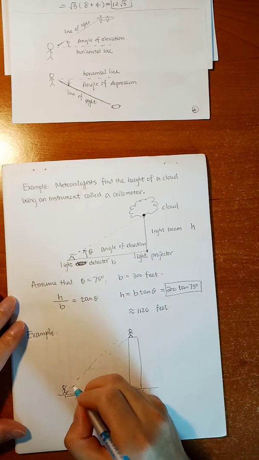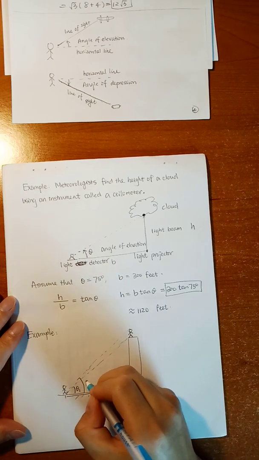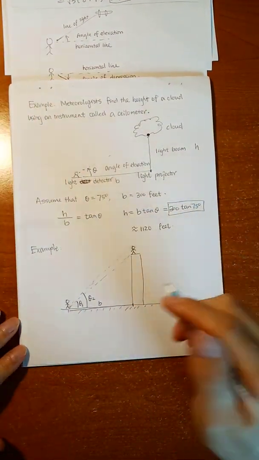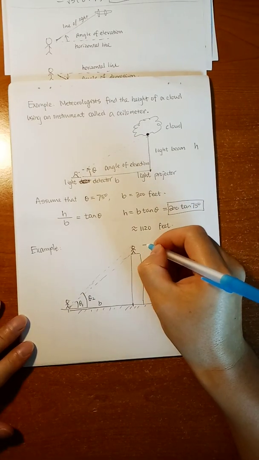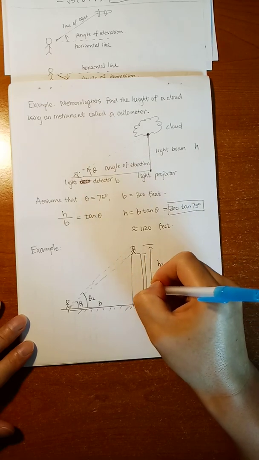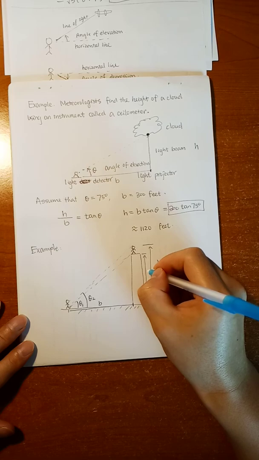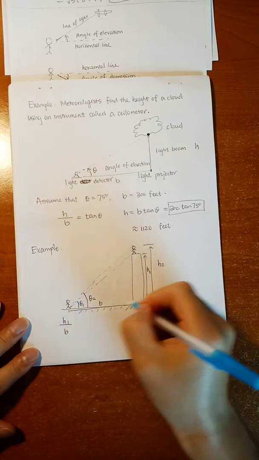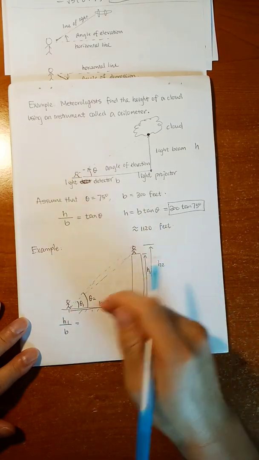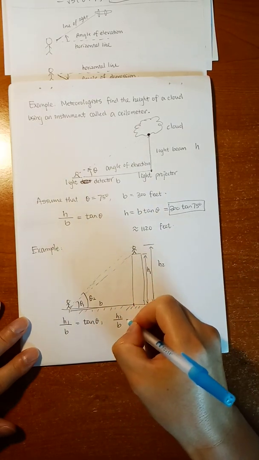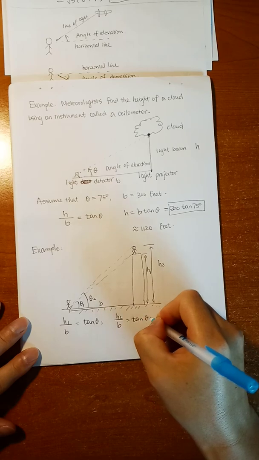Okay, remember we have two angles of elevation, theta 1 and theta 2. This height is h2. This height is h1. Then h1 over the base: opposite over adjacent is tangent theta 1. And h2 over the same base is tangent theta 2.